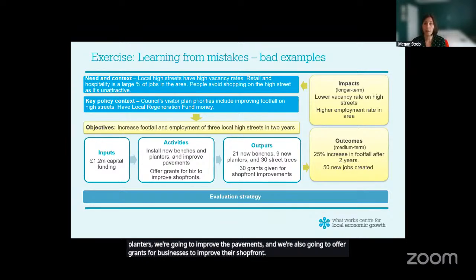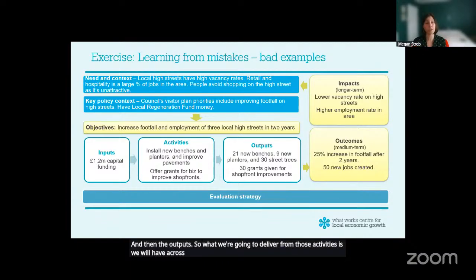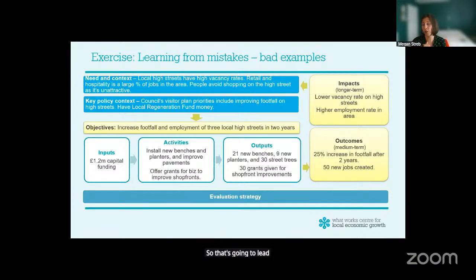And then the outputs, so what we're going to deliver from those activities, is that across those 3 high streets we will have 21 new benches, 9 new planters, 30 street trees, and we're also going to have given out 30 grants for shopfront improvements. Right, so that's going to lead to that new footfall and the new jobs created.